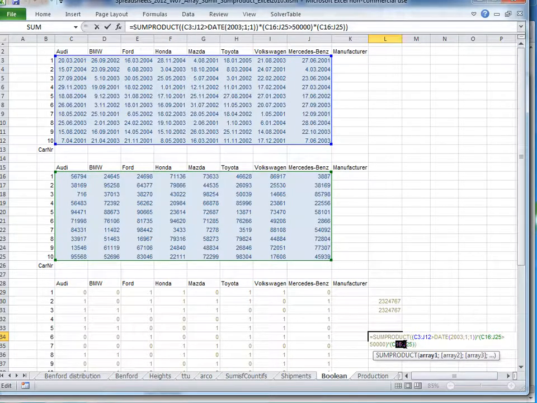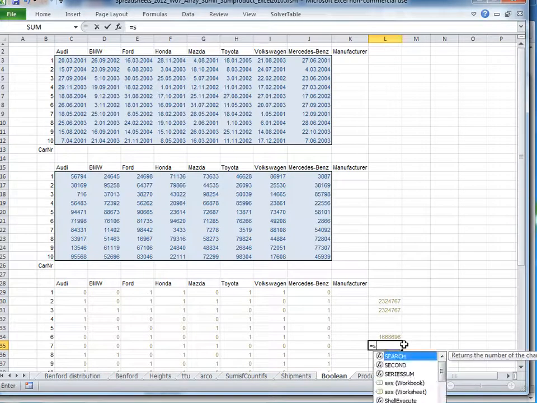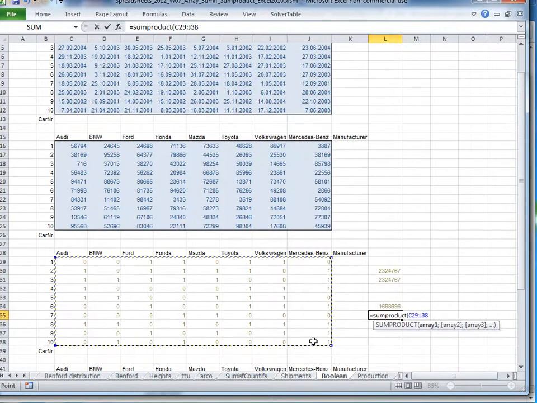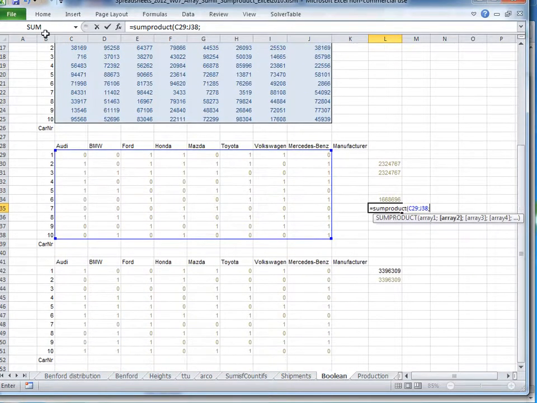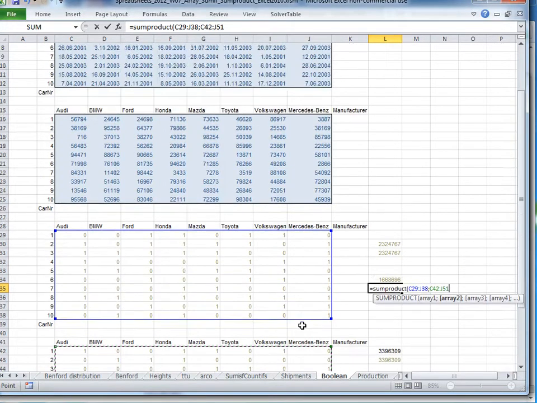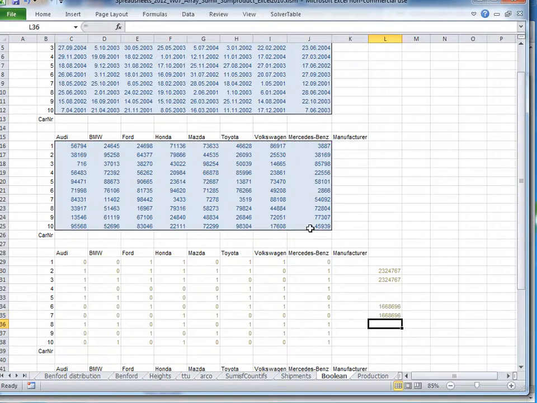Let us show it like this. Let's write the sumproduct in a lengthier way. Equals sumproduct of the first 1 and 0 table. Remember, that meant that it's manufactured late, with sumproduct with the second one, that this car travels a lot, and sumproduct with the mileages. So this is exactly what we did. Right now the number is the same, 1.6 million miles.